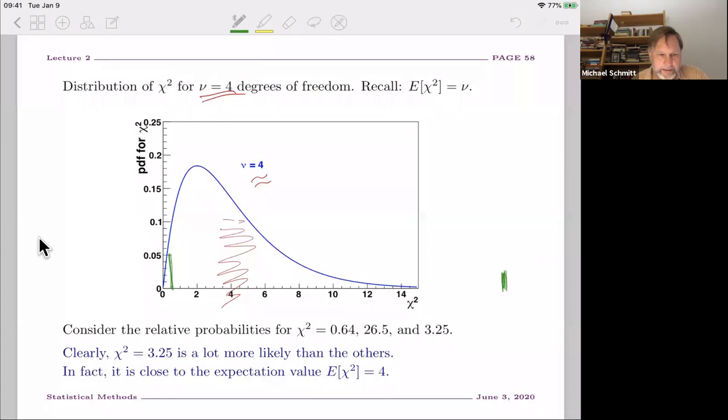So if we go back to yesterday's discussion with p-values, how extreme is 0.64? It's kind of extreme. And how extreme is 26.5? It's really extreme. The chance to get 26.5 or larger just from random fluctuations must be 10 to the minus 4 or something. It's ridiculous. But 3.25 right here is right in the middle, even near the peak of the distribution. So that seems like a valid expected value for chi-squared.